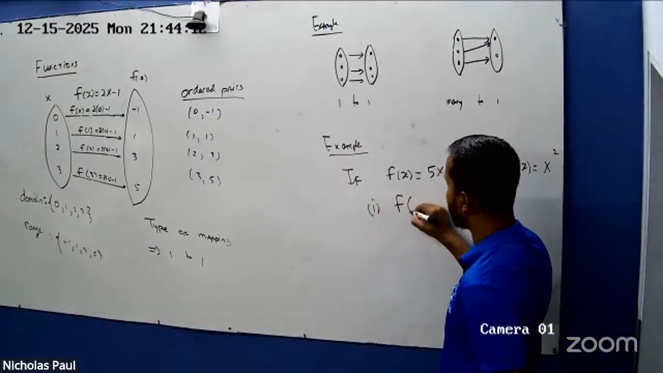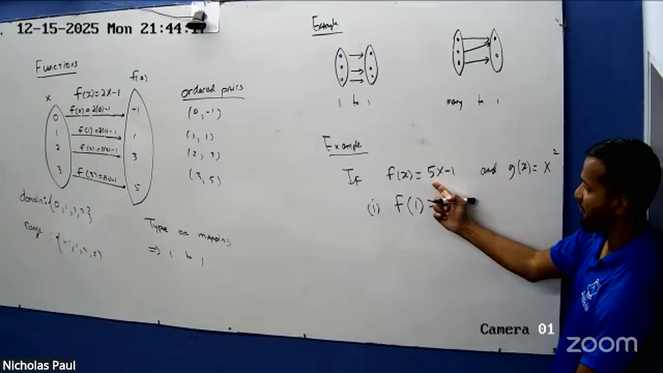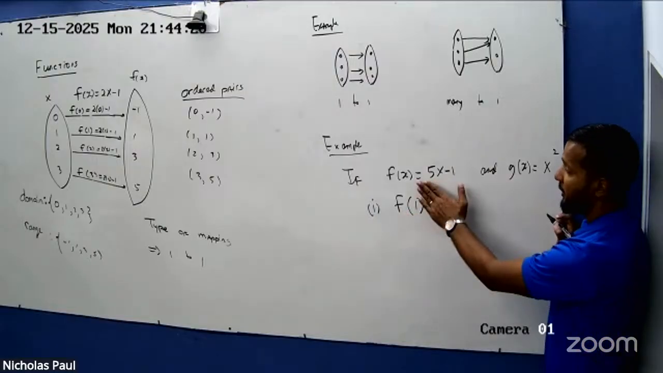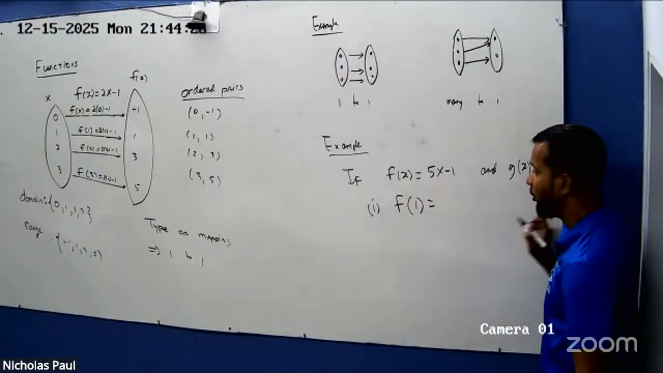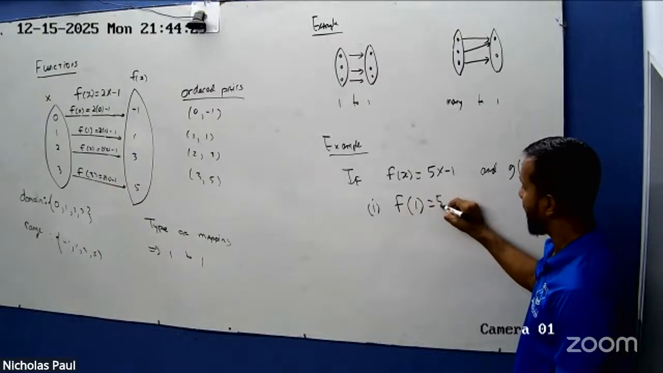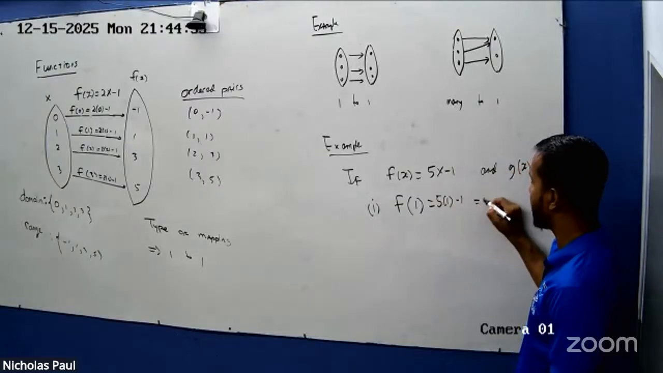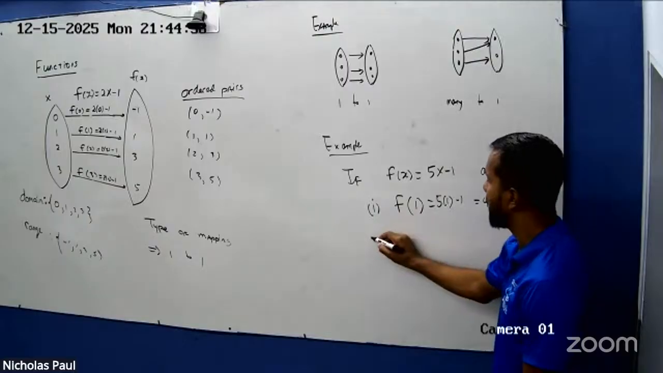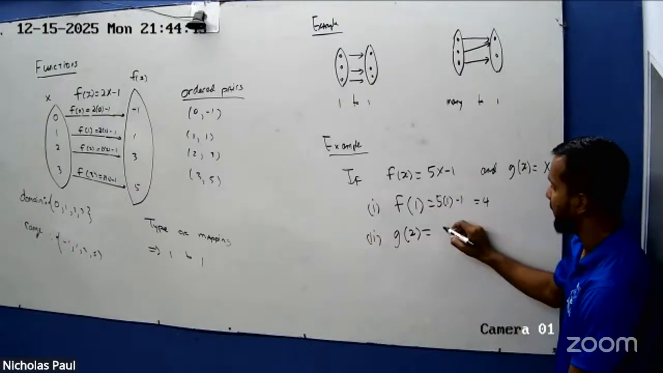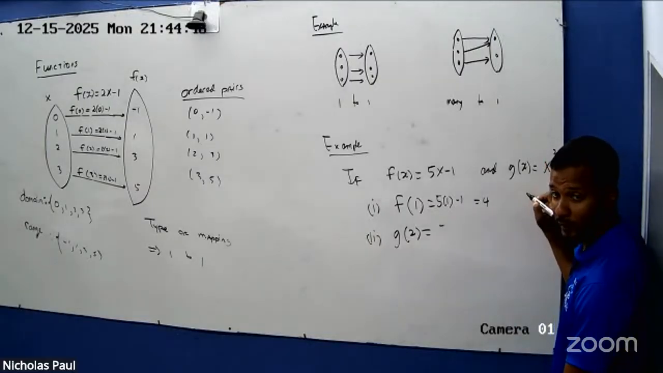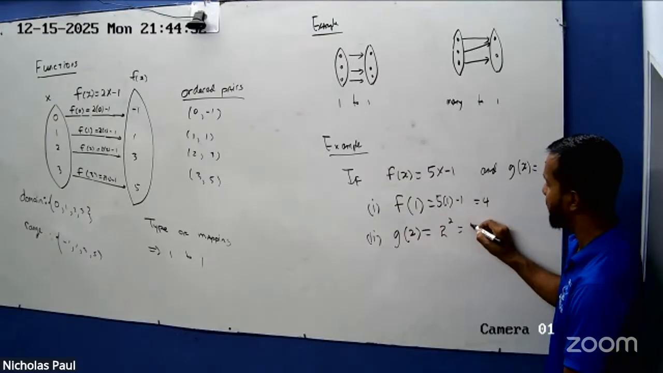Let's see if we could find f of 1. Which one are we using, f of x or g of x? We're using the one with f. So what will be f of 1? 5 by 1 minus 1, so that'll be 5 minus 1, which is 4. What about g of 2? That'll be using this one now, because the g tells you which function you're using. So that'll be 2 squared, which is 4.